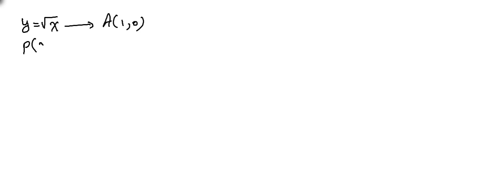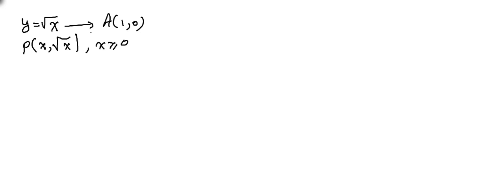Of abscissa x. If the abscissa is x, the ordinate is radical x, which is y. Y is radical x, where x is greater than or equal to 0, because that is the domain of the function y equals radical x. X is found under the radical sign, so it is greater than or equal to 0.